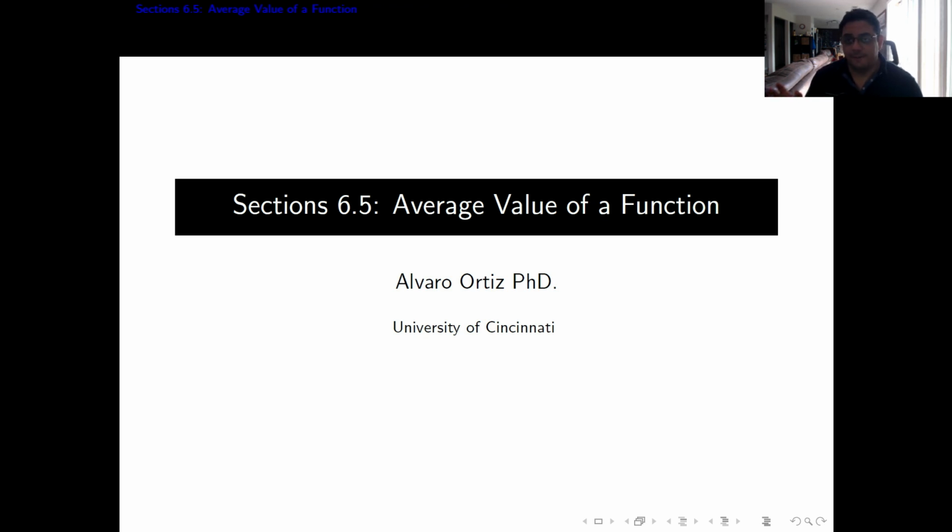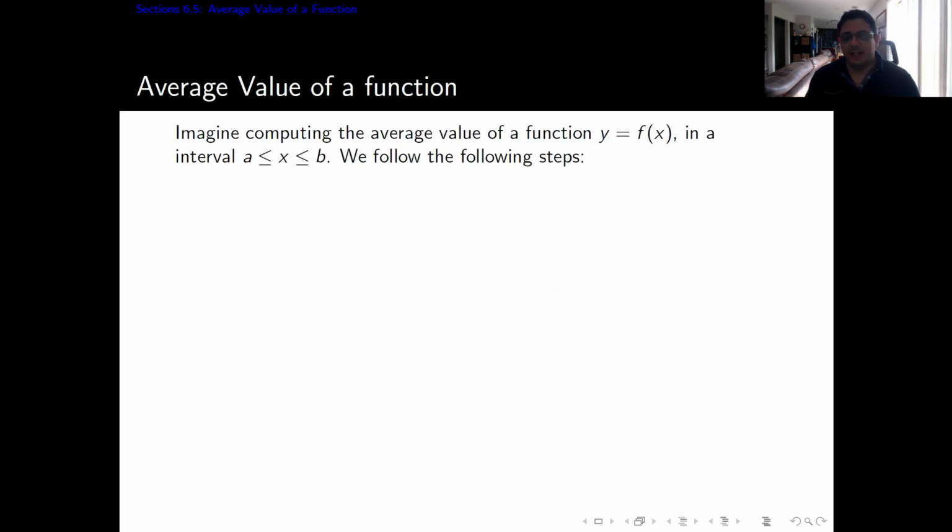This is going to be the final section on Calculus 1, and it's going to be about the average value of a function and the relationship with integrals. So imagine that we have a function and then we want to compute the average of the values that we can obtain for that function in the interval a to b.